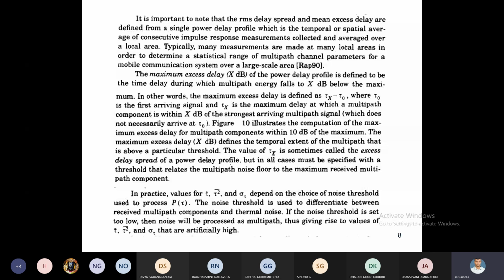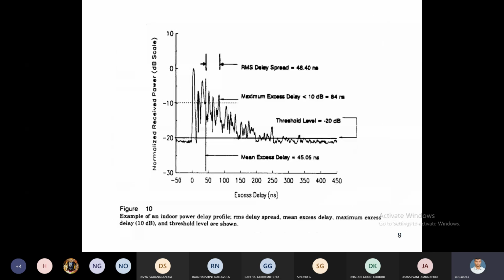See this one, this is shown in the figure like this. On the x-axis, it shows excess delay in nanoseconds. On the y-axis, it shows normalized power in dB. Here, as an example, they have taken the environment. They have shown mean excess delay, RMS delay spread, maximum excess delay, and threshold.